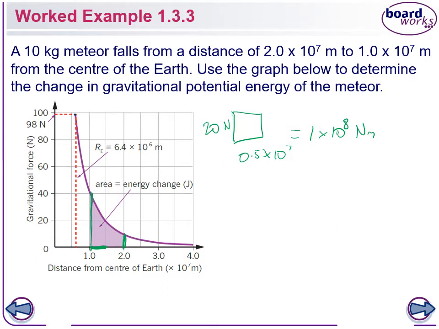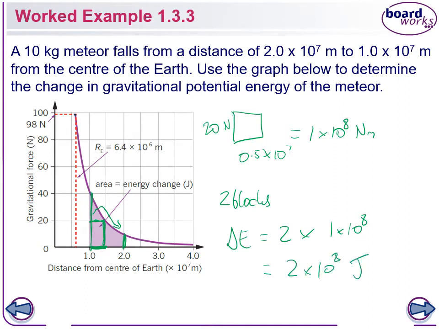I would say I'd call that 2 blocks. Okay, we've got the first one, which is pretty obvious. It's a full block there. And then if we use our imaginations, this bit can probably fit in there roughly. Okay, so 2 blocks. So total change in energy is going to be 2 times 1 times 10 to the 8. Even I can do this one. 2 times 10 to the 8 joules.